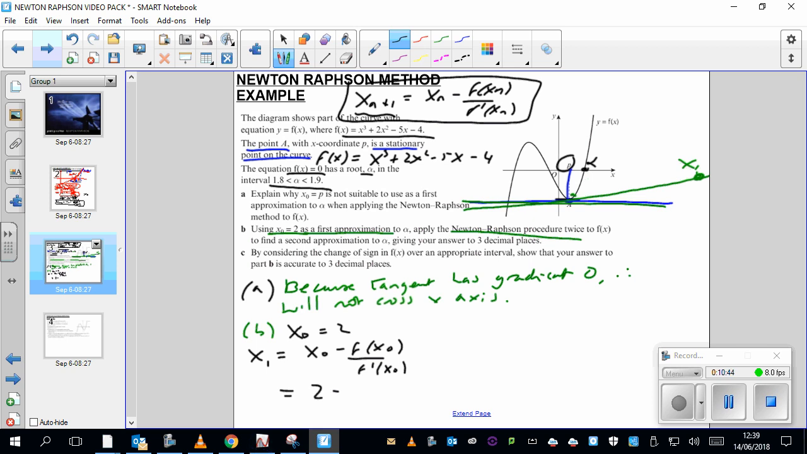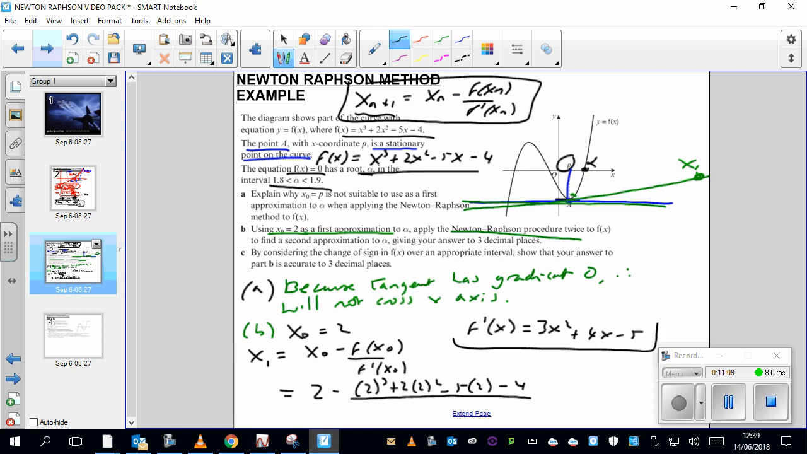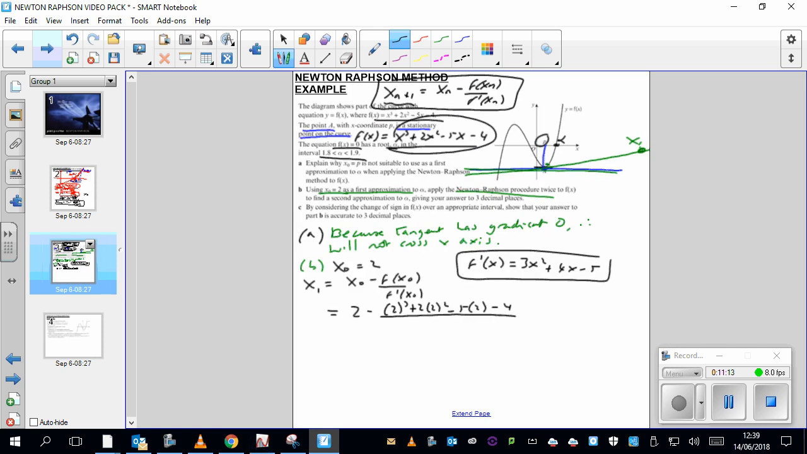So that's 2 minus, and then you have to write what you're putting in. So I'm putting it into f of x here. So 2 cubed plus 2 squared minus 5 times 2, take 4, all over. And again, you'd have to write what the derivative is, because I need to know what f dash of x is. So f dash of x is 3x squared plus 4x minus 5. Okay, differentiating this thing here. So now I need to shove that 2 in there. So 3 times 2 squared plus 4 times 2, take 5, equals.